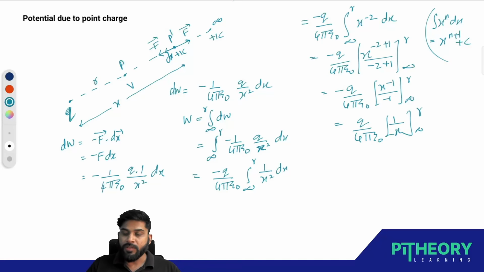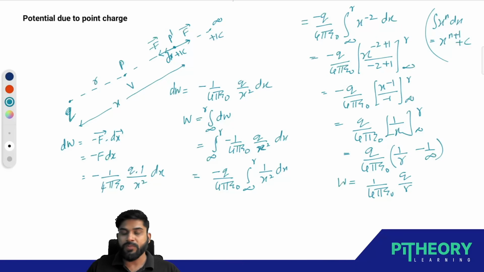Infinity to r. So you'll be getting q divided by 4 pi epsilon 0 into, applying the limit, 1 by r minus 1 by infinity. 1 by infinity is very small, we can take it as 0. So this will be 1 by r, right? So very clearly we got this relation. This is equal to 1 by 4 pi epsilon 0 q by r, you got, right?